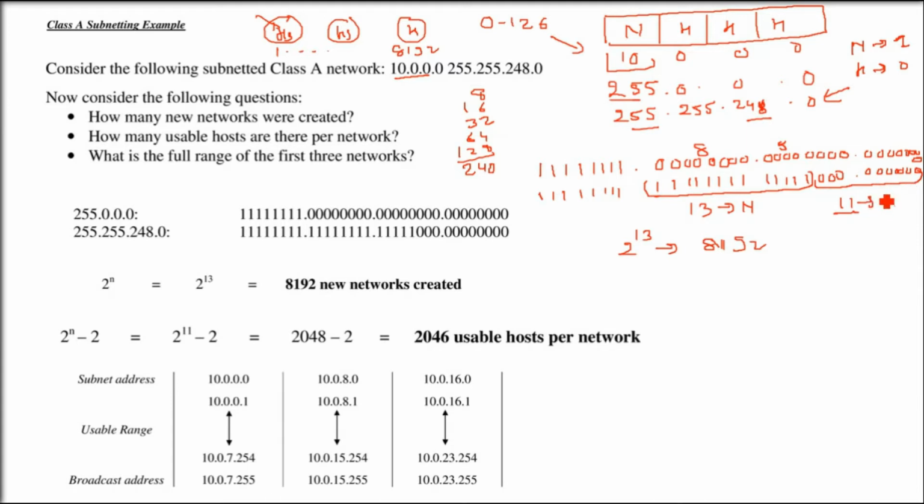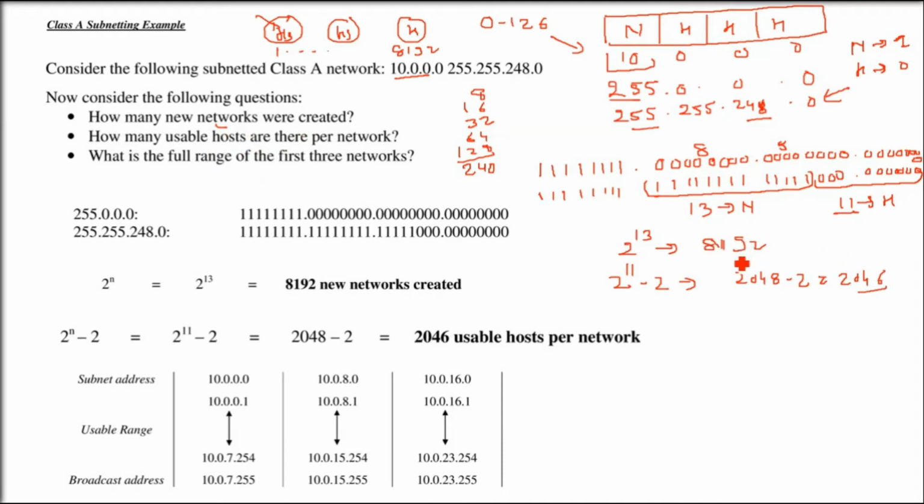and we know the first and last we cannot use. The first one is the subnet address, that is the network address. And the last one is the broadcast address. So we will use the same thing, 2 to the power 11. But we need to subtract 2, because first and last we cannot use. This is going to be 2048 minus 2, so 2046 is the usable one. Total is 2048, but the usable is 2046.